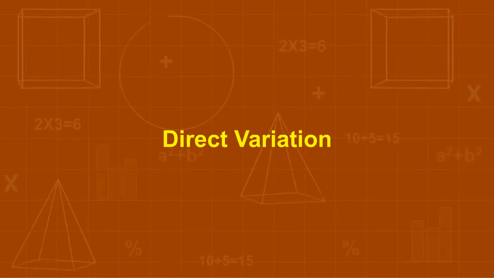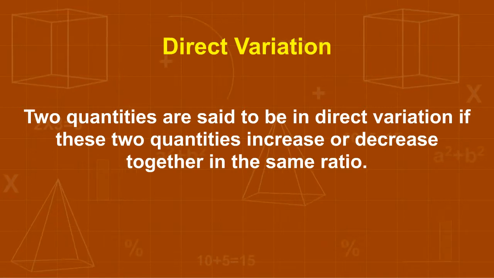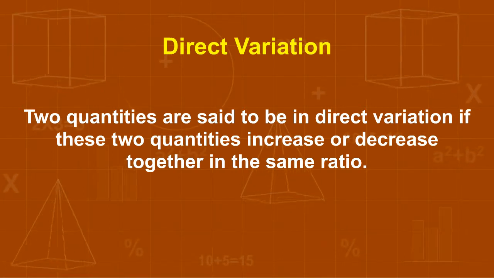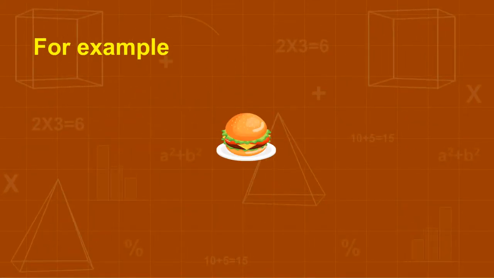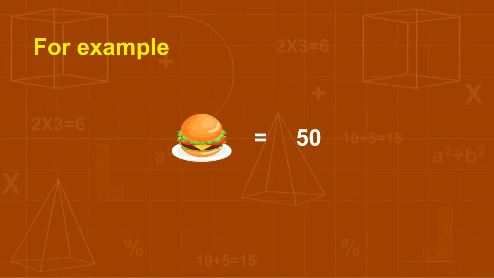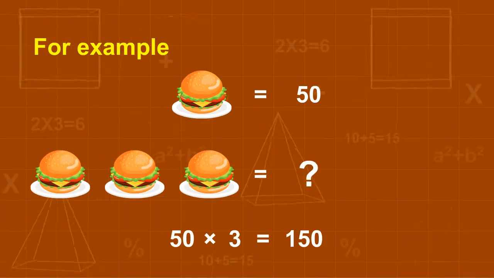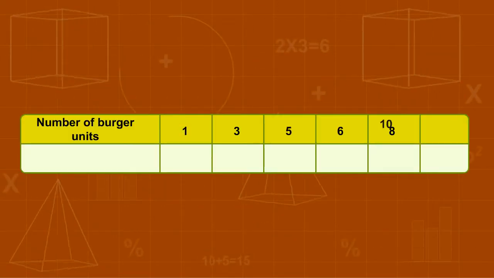Direct variation. Two quantities are said to be in direct variation if these two quantities increase or decrease together in the same ratio. For example, if the cost of one burger is rupees 50, then what would be the cost of 3 burgers? Would it be 150? Yes. Now see the table.